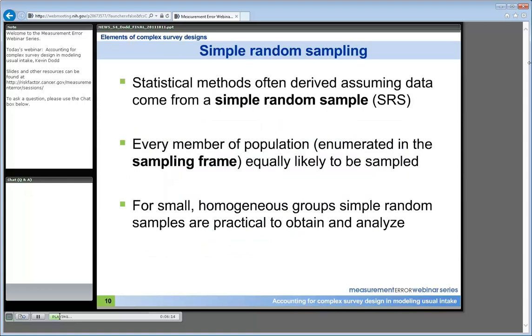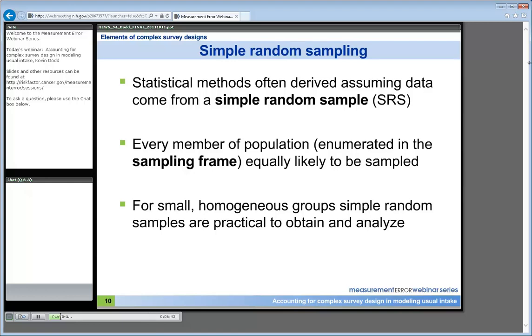Well, intuitively, a complex design is one that's the opposite of simple. Now, most of the time, when statisticians are coming up with a new way to analyze data, they start off with a simple case called, appropriately enough, simple random sampling. Under simple random sampling, the data you have at hand are selected from the population of interest completely at random. And that means that every member of the population has an equal probability of being selected.